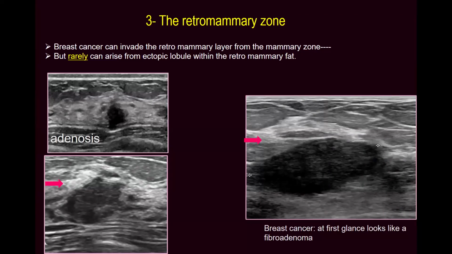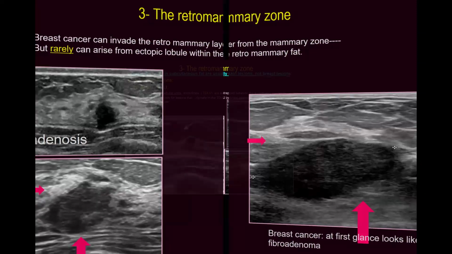Okay? As we mentioned, breast cancer mostly arises from the mammary zone and extends into the retromammary zone as secondary. Rarely, or extremely rarely, it can be ectopic, as in the pre-mammary zone. And even look for this adenosis, just extending from the mammary zone posteriorly. And these are examples of cancer. Even this one simulates a fibroadenoma. If you look without looking for the margin carefully, you might say this is a fibroadenoma, which was proven to be cancer from the mammary zone extending into the retromammary zone.